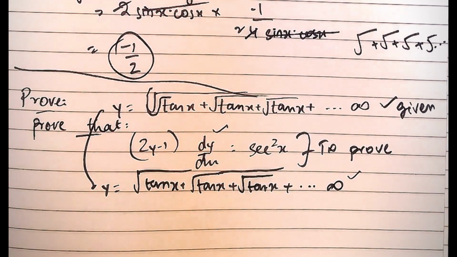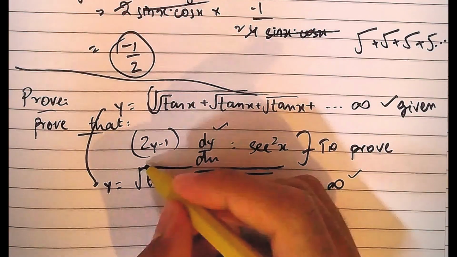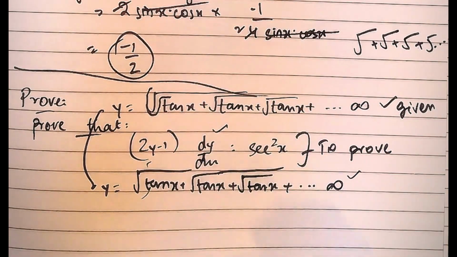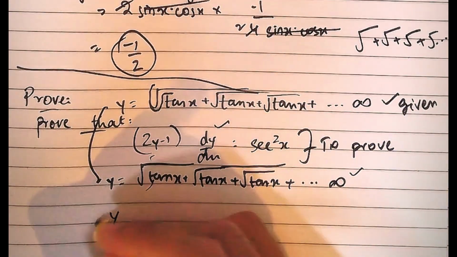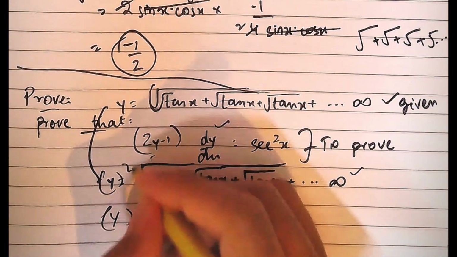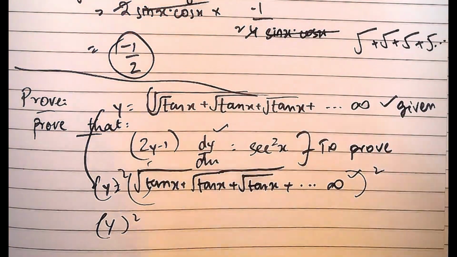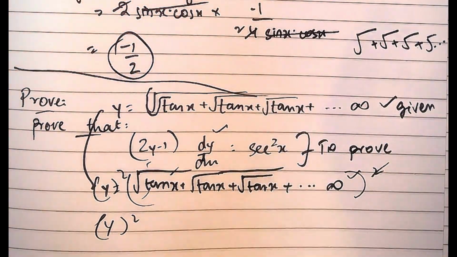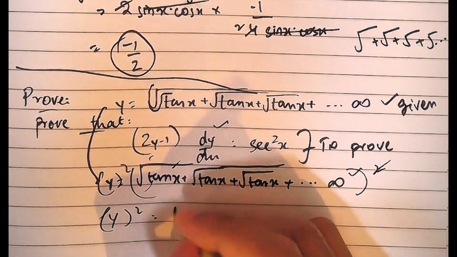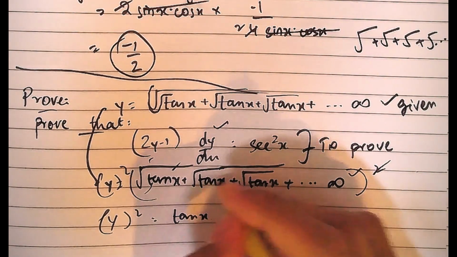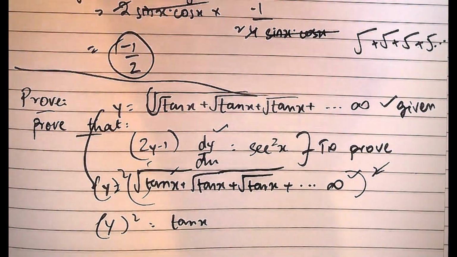So how can I do this? First of all, let me just square these terms, okay. By squaring, I will be able to remove this parent square root, okay. Let me just square it. So y squared, let me just square it over here. So y squared, and this thing would be squared. This parent square root would be cancelled, the big one. We are left with tan x, but still these square roots are not cancelled, which are present inside the parent square root, okay.